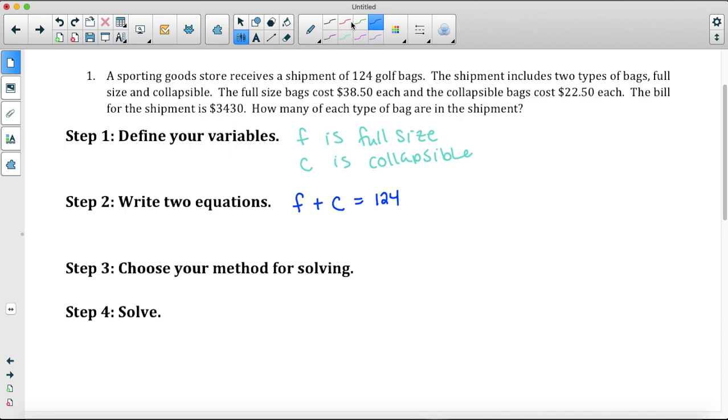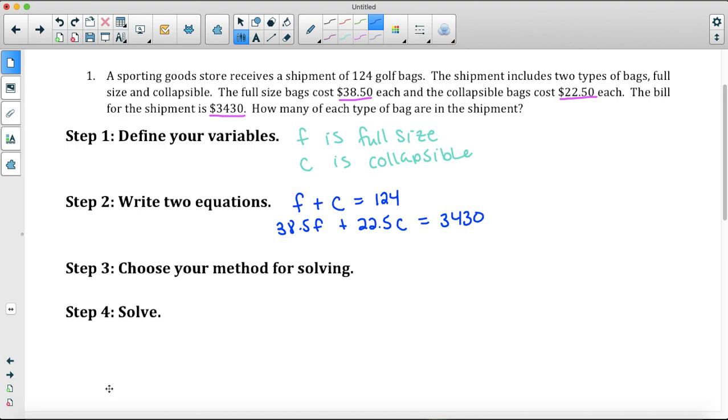Then we're told how much each of them costs. We have $38.50 for the full size, $22.50 for the collapsible, and we know that the total amount of money is $3,430. That will help us write our second equation. So we would have 38.5F for the full size plus $22.50 each for the collapsible, C, should equal a total of $3,430.